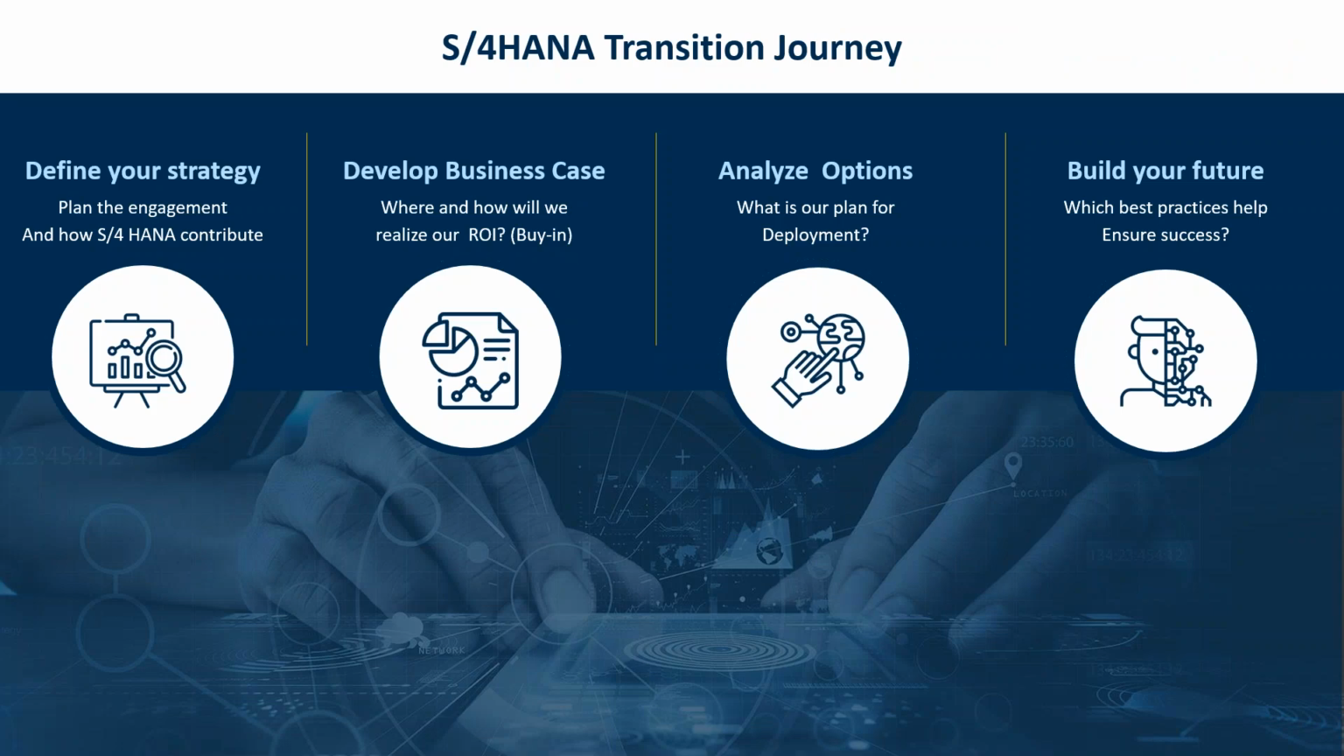What does the S/4HANA transition journey look like? What are the phases? There are 4 phases in the S/4HANA transition journey. The first phase is to define your strategy. This is where you have to start thinking about how S/4HANA can contribute to your business strategy or business goals. That's the key aim of this particular phase. You also start thinking about how your S/4HANA architecture should align with your business strategy. So you need to answer those questions in this phase.